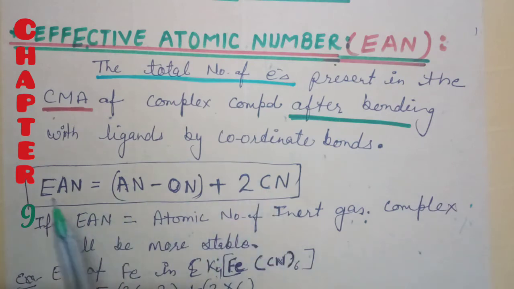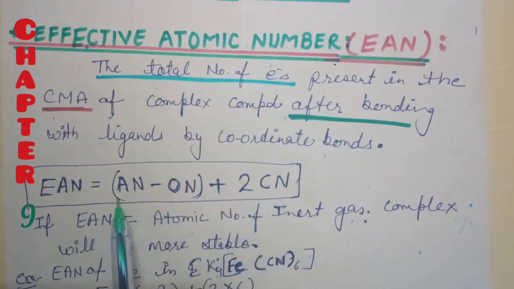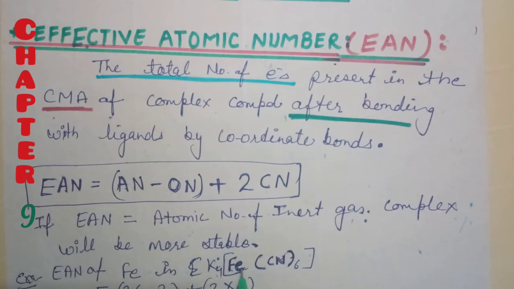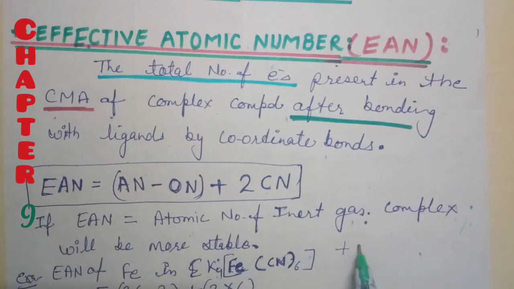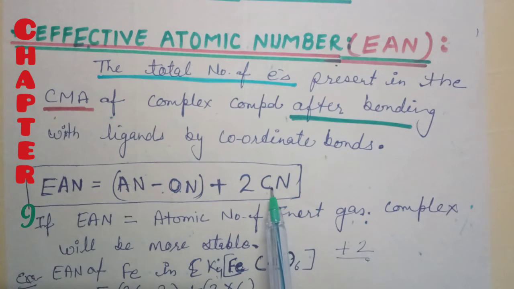To calculate effective atomic number, we have this formula. EAN is equal to AN minus ON plus 2CN. AN means atomic number. For example, here the atomic number of Fe is 26. Minus oxidation number. In this entity, Fe is in +2 oxidation state. To make the +2 oxidation state, Fe has released its 2 electrons. So we have deducted this oxidation number. Plus 2 CN. CN means coordination number.